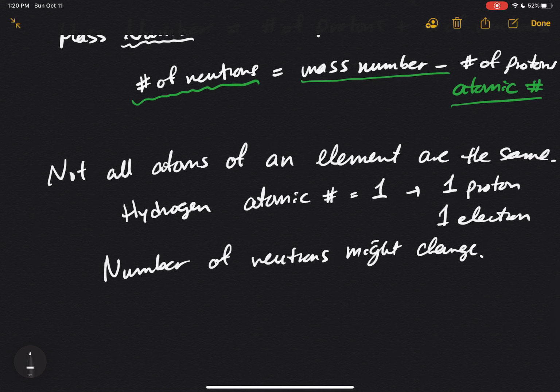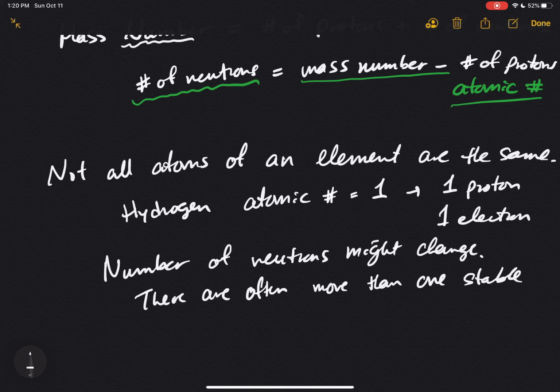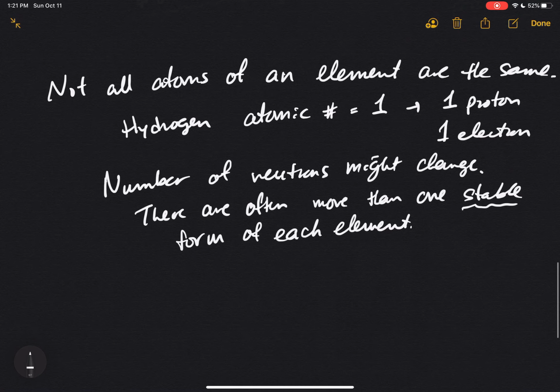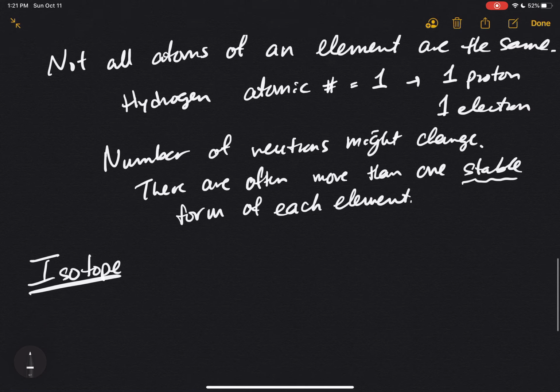Let me explain. I'm going to say there are sometimes or often more than 1 stable form of each element. And remember, we said that the neutrons are related to stability of the elements or of the atom. So we're going to learn about something new. And that something new is called an isotope.